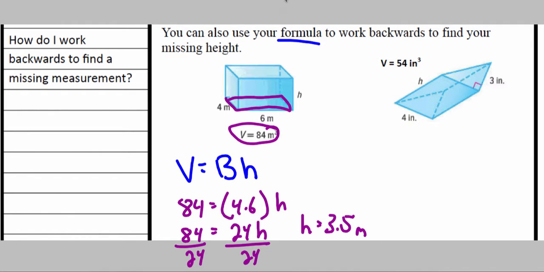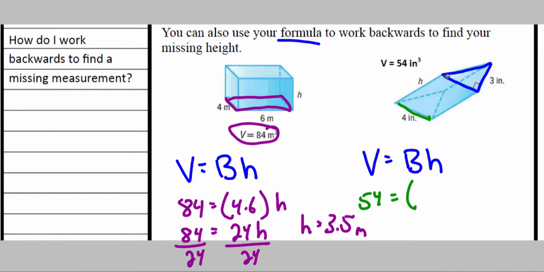But always go back to the formula, fill in what you know. So here, it's a triangular prism. So my volume, again, is equal to area of my base. So here's my base, my triangle, times the height. So plug in what you know. My volume is 54. The area of the base is 4, my base, times my height. 4 times 3, but it's a triangle, so I have to divide by 2, and then times my height.